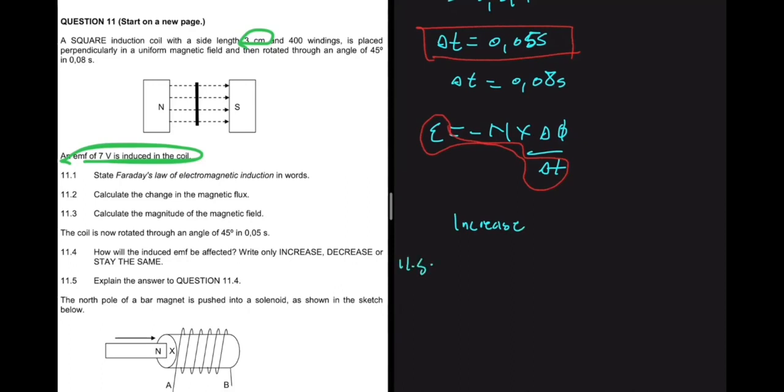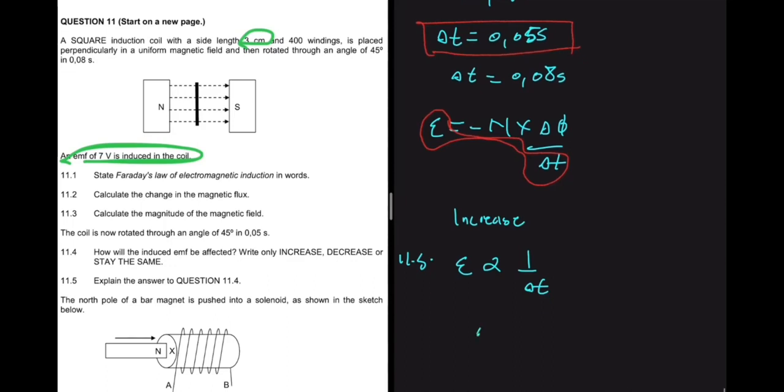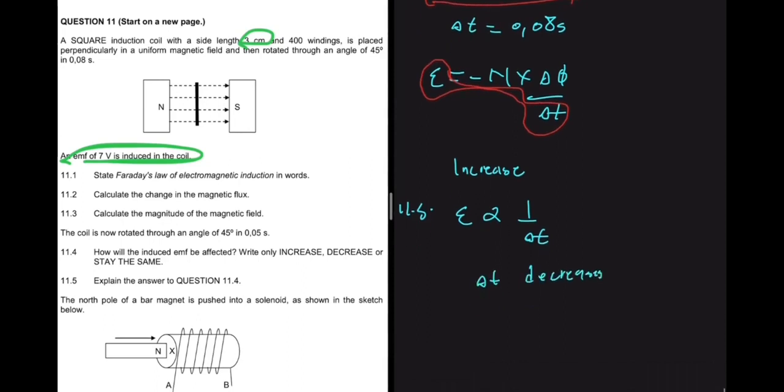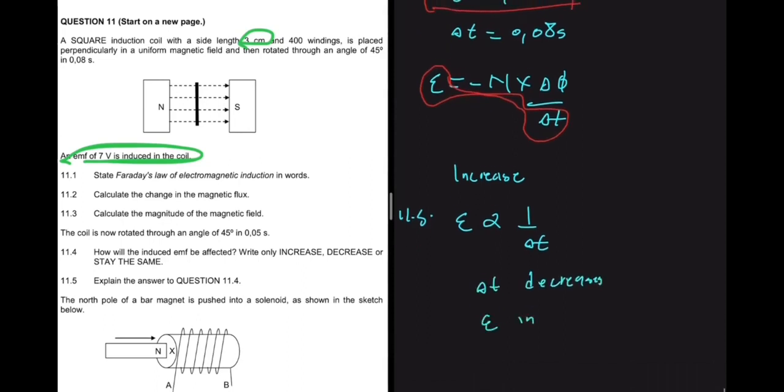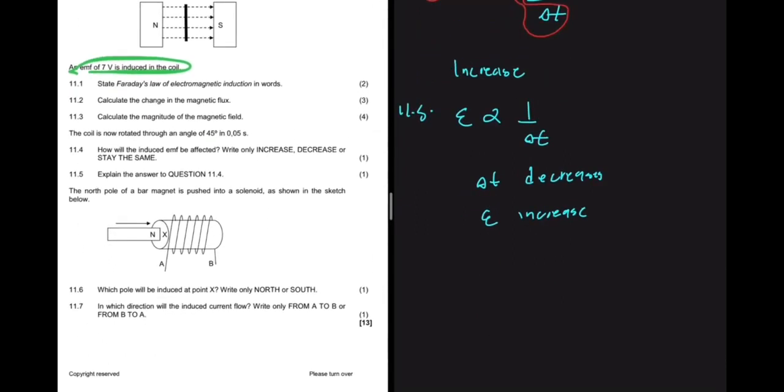And then 11.5 says explain your answer to 11.4. We've done that, but you can just say that the EMF is inversely proportional to the time taken, right? So if the time increases, the EMF should go down. But in our case, the time is decreasing. So let's say delta t decreases. If delta t decreases, then the EMF should increase, right? And yeah, that's all we're saying essentially.